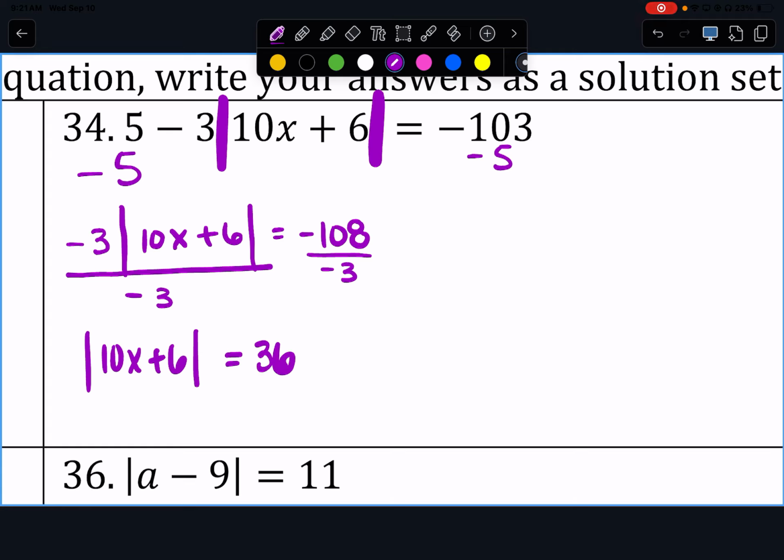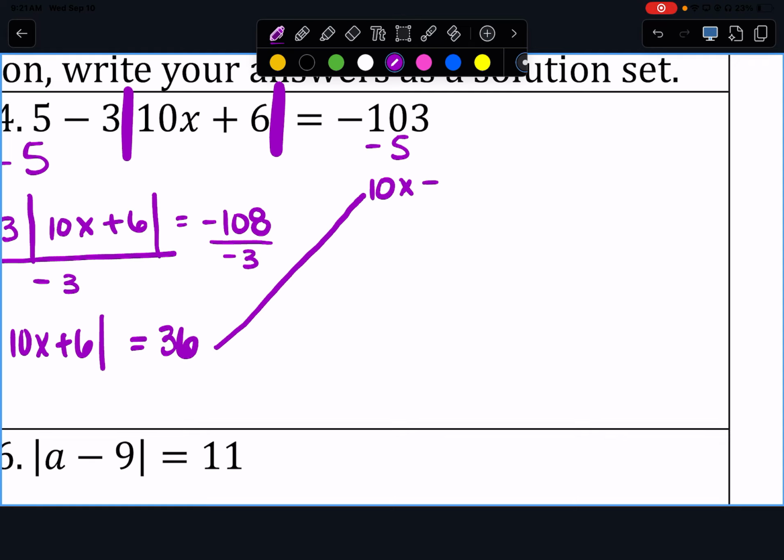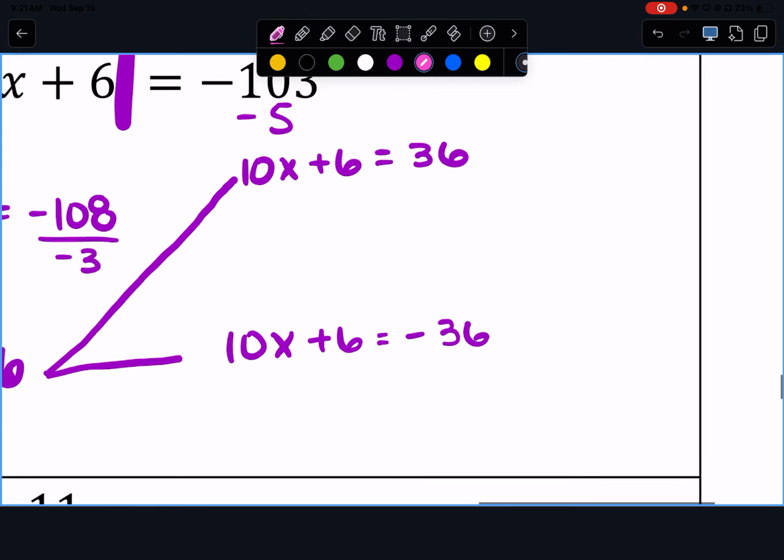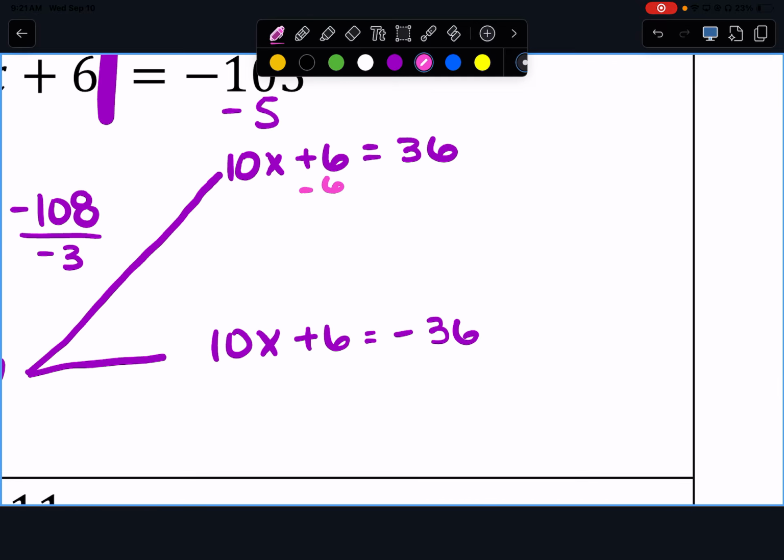So from here, we will do both cases. Our first case, we will do 10x plus 6 equals 36. And then we will also do 10x plus 6 equals negative 36. So we're going to do both, then we solve them. What is the first step I need to do to solve either of those equations? What is 36 minus 6? So I get 10x equals 30. How do I solve that?